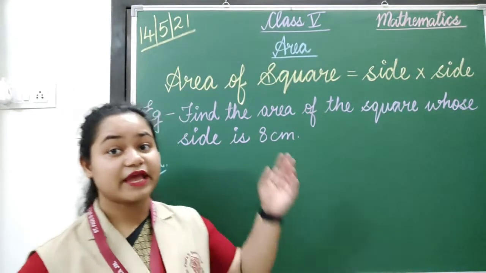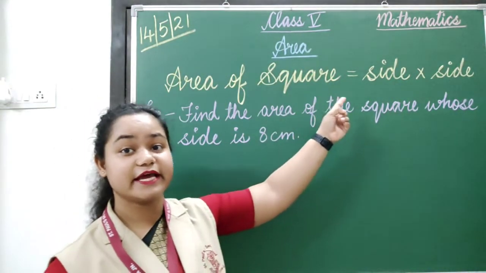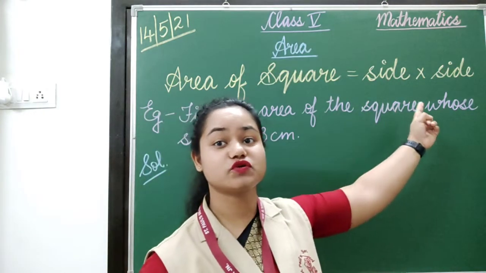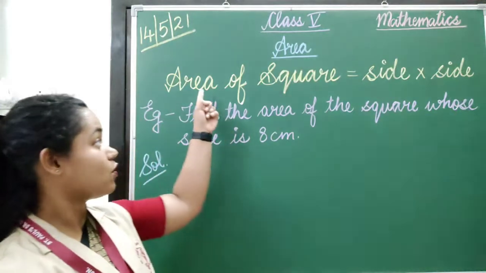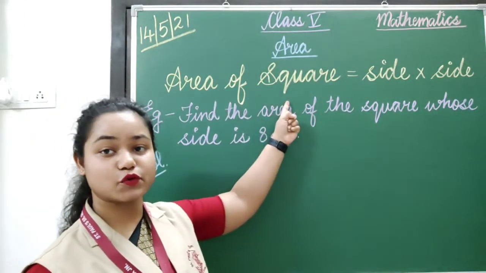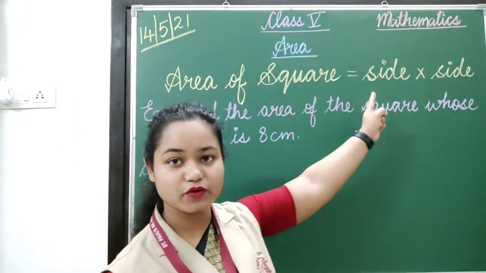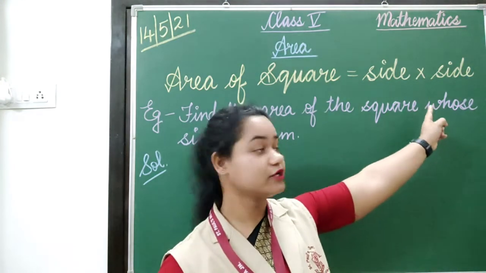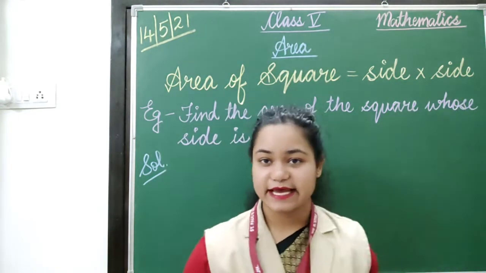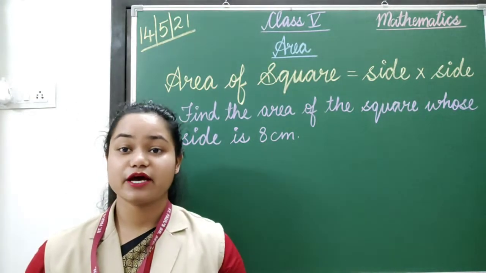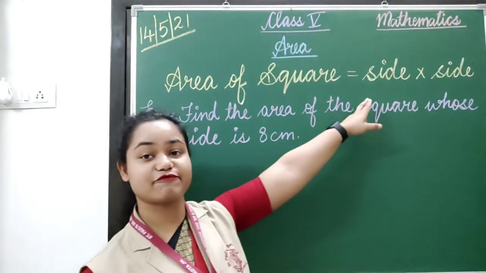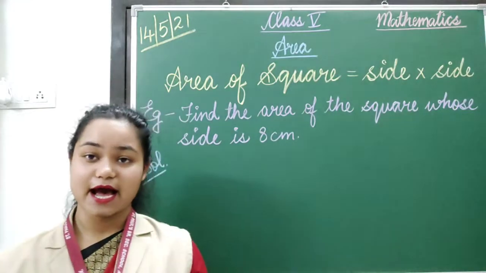Alright, so area of square is equals to side into side. Okay, this formula you have to remember. What is it? Area of square is equals to dash. So what you are going to write? Side into side. Okay, this you have to keep in mind. For finding out the area of square, you have to put this formula and then find out the answer.